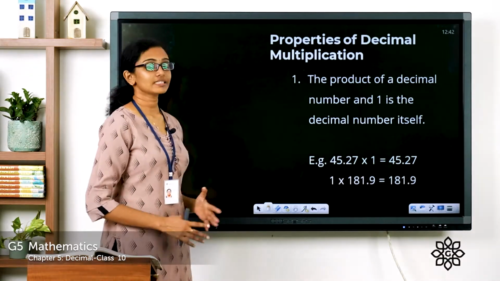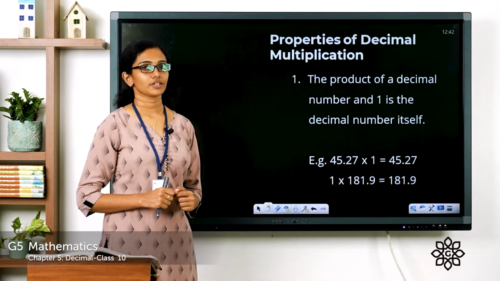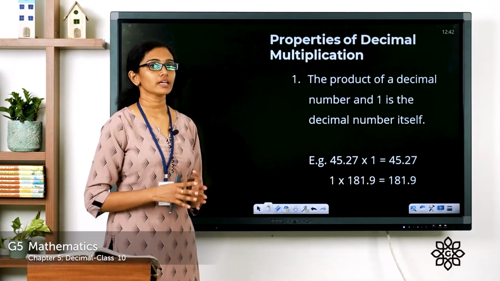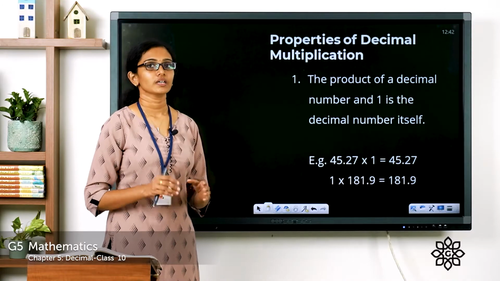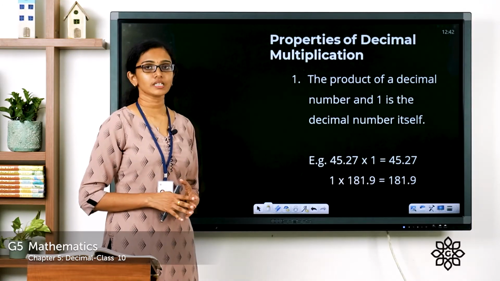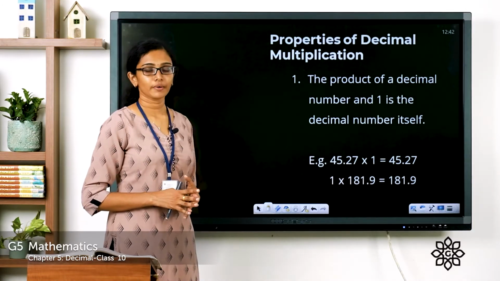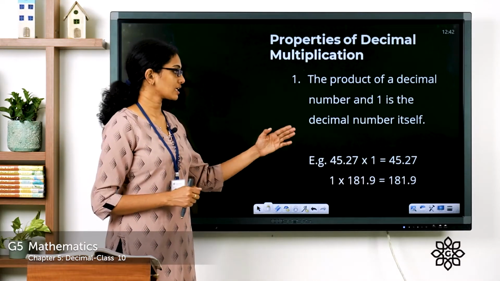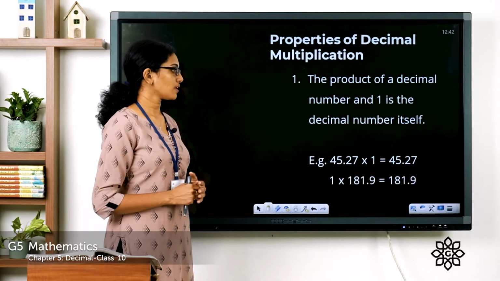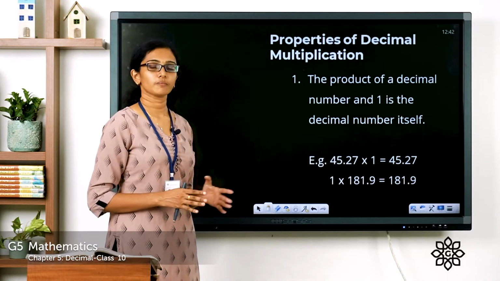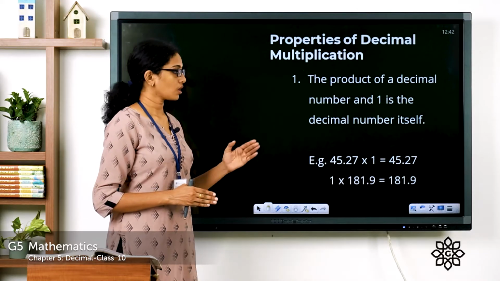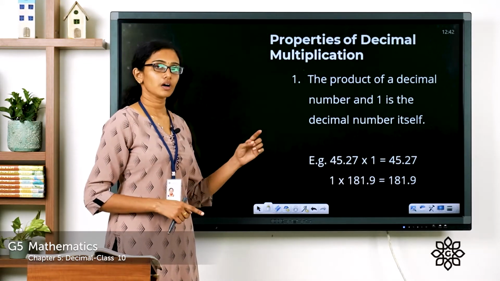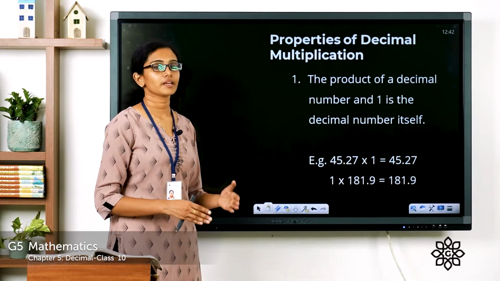Now children, let's see some properties of decimal multiplication. When you multiply a whole number by 1, what is the product? The product will be the number itself. Same is the case with decimal numbers. When you multiply a decimal number with 1, the product is the decimal number itself. We can see a couple of examples here. 45.27 into 1 would be 45.27 itself. Or when you do 1 into 181.9, the product will be 181.9 itself, the number itself.